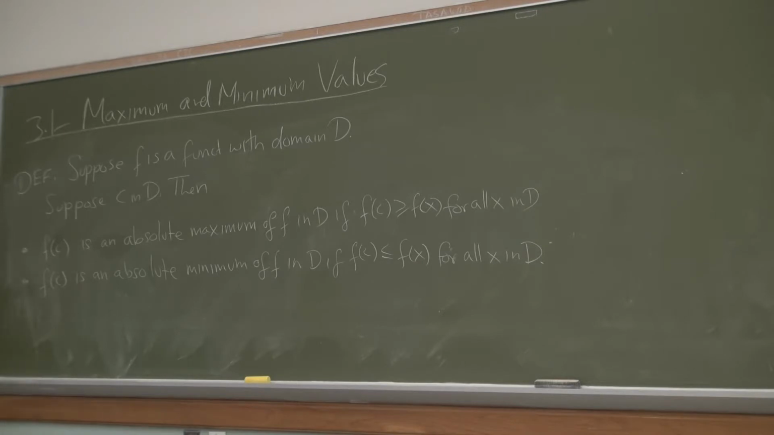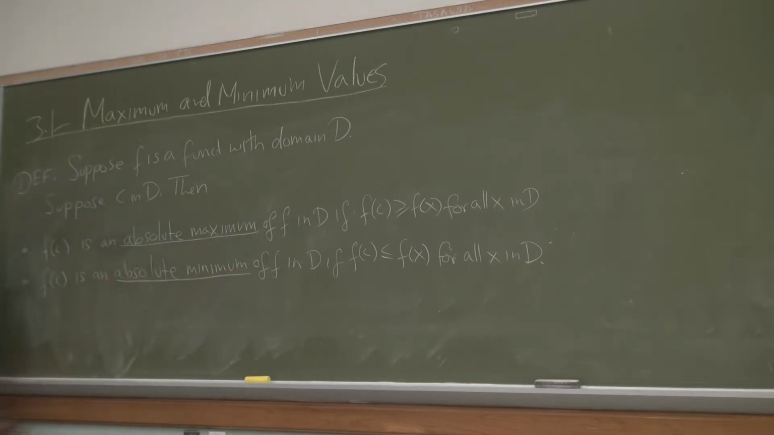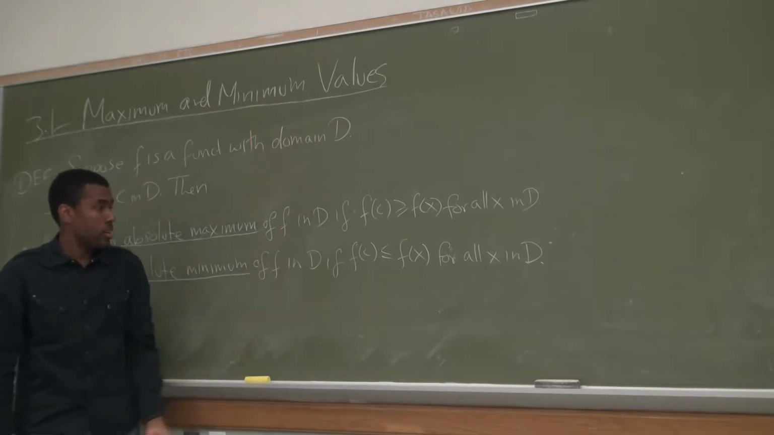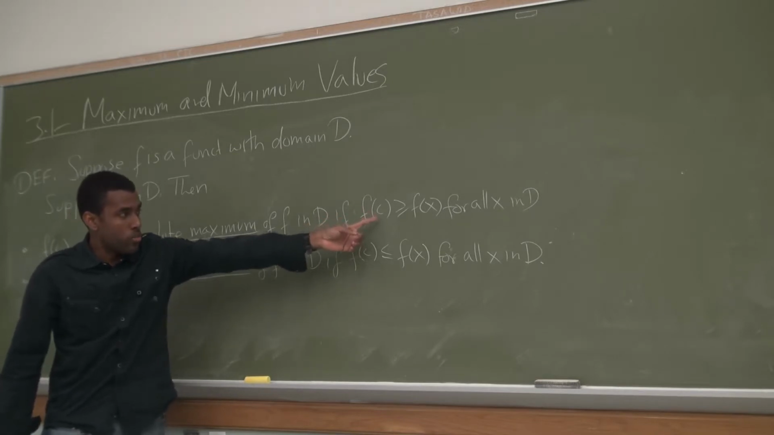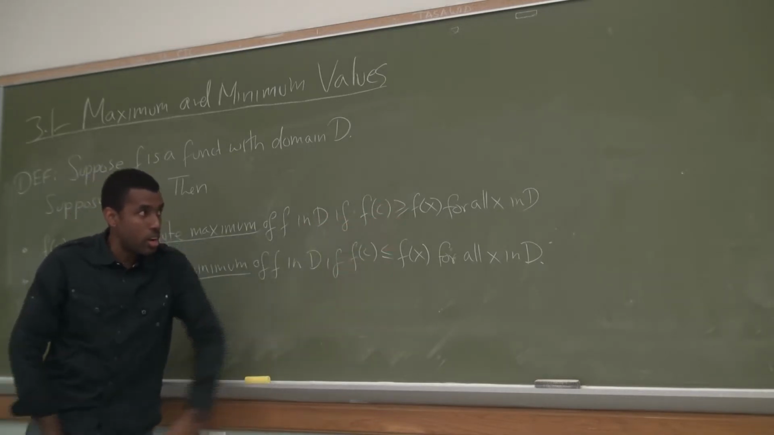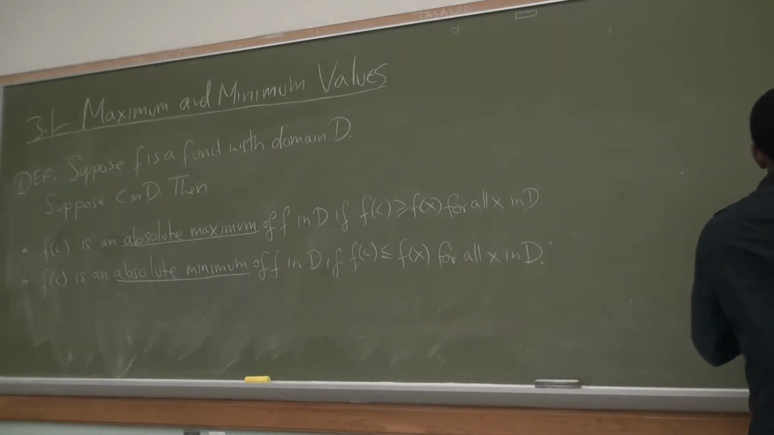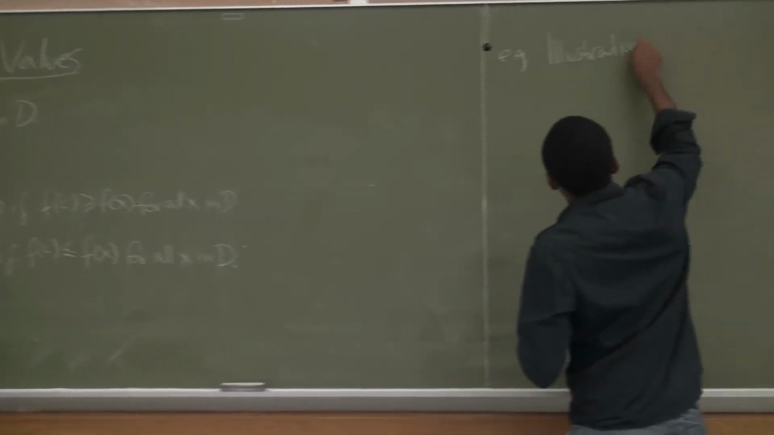What I'm defining here is the absolute maximum and the absolute minimum, right? Basically, the absolute maximum is the biggest value on the whole domain. And the absolute minimum is the smallest value, right? This is just a point where the function gives us a bigger value than any other point. So, to give some examples, just some illustrations, just to recognize them.